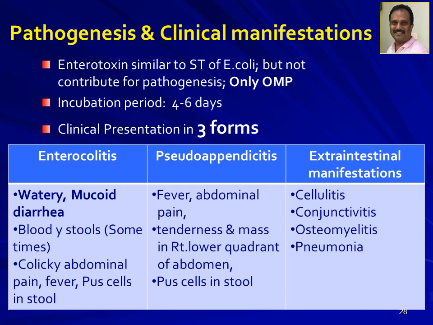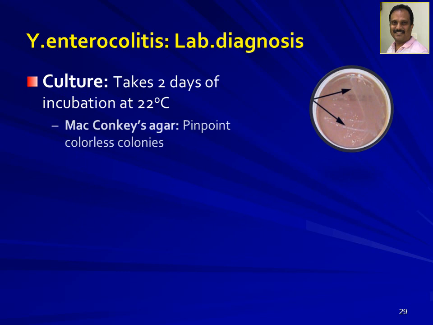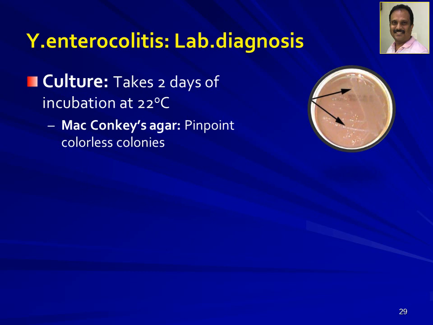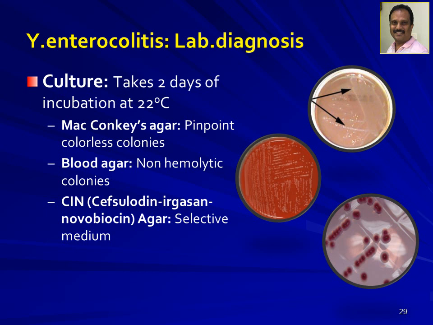And for enterocolitica, the culture takes 2 days at incubation of 22 degrees centigrade. On MacConkey, you can see pinpoint colorless colonies. On the right side, you can see the photograph also. And on blood agar, this bacterium will show non-hemolytic colonies. On the right side, again, you can see the non-hemolytic colonies on blood agar. And another selective medium is CIN medium, that is cefsulodin, irgasan, and novobiocin medium, where you can see colonies with a hammered copper appearance.